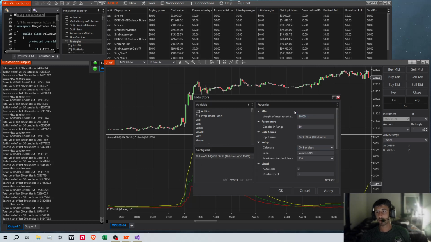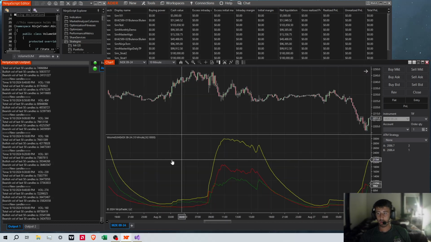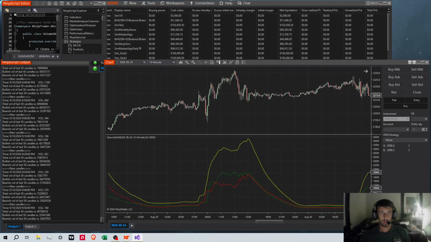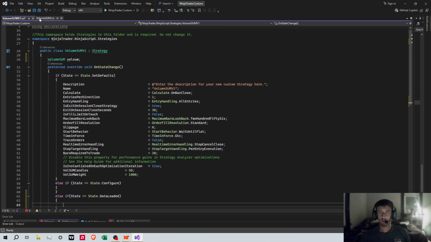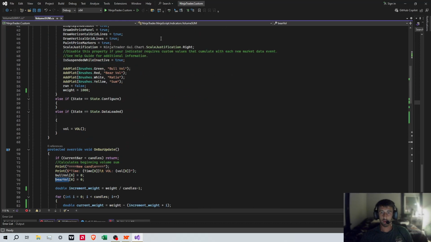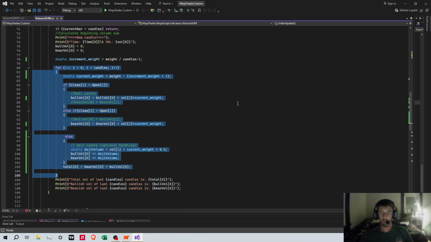Then I have a weight, which is slightly working. Not really though. Not really sure why. But basically the weight is so that the more recent candles have more of an influence on the value. So here's the indicator. I'll probably just send this to the code section in the Discord, just because I already have it built. But basically, all we do is loop through the candles.